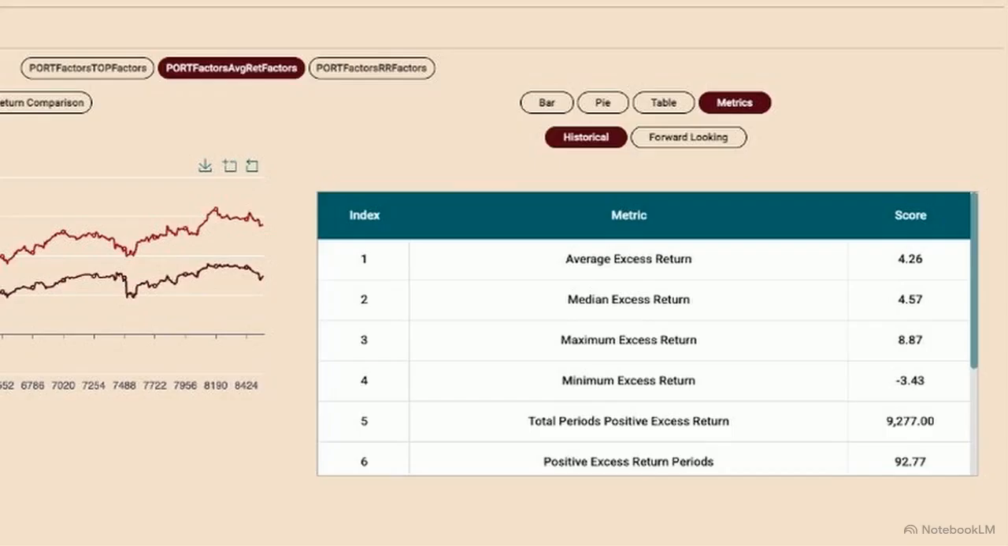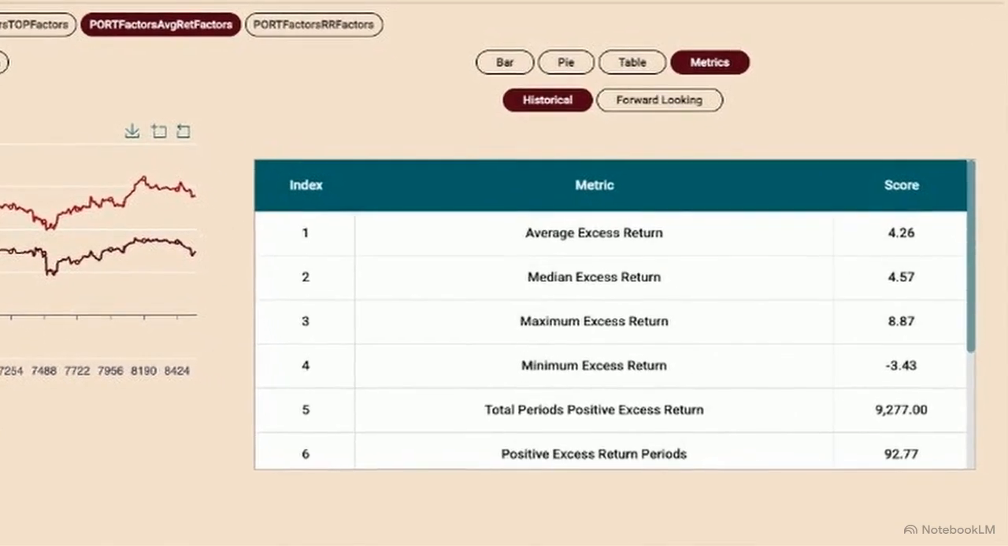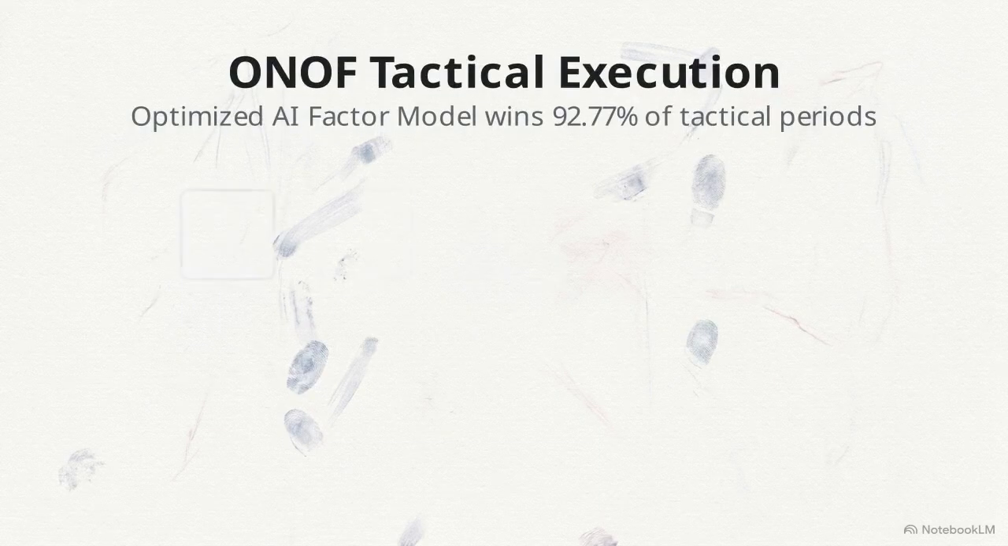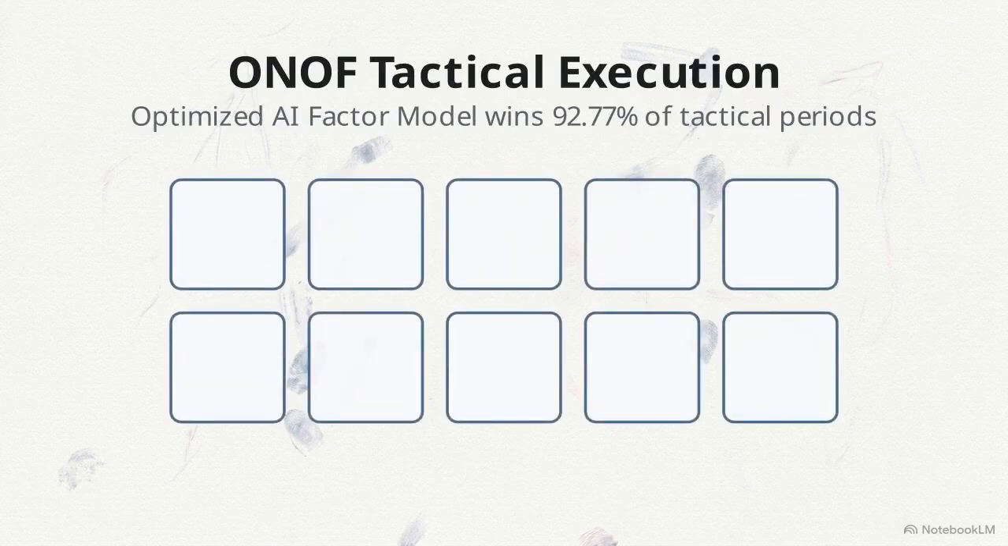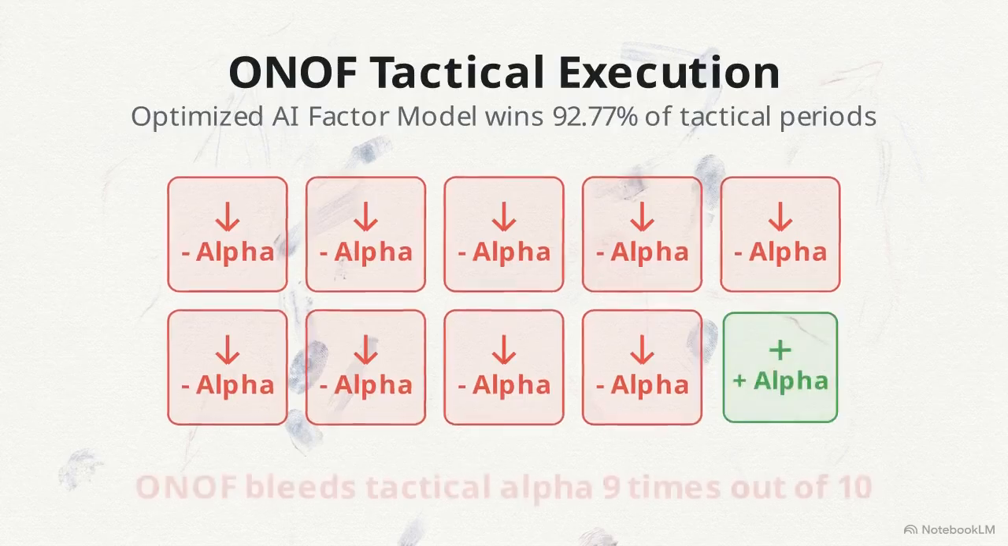The Bullpig metrics confirm that this lack of tactical precision is a chronic defect. The targeted factor model beats the broad active ETF in 9,277 distinct 5-minute trading periods. That equates to a 92.77% historical win rate. Broad index exposure triggered by lagging technical signals is a mathematically inferior approach to the market. ONOF bleeds tactical alpha 9 times out of 10.